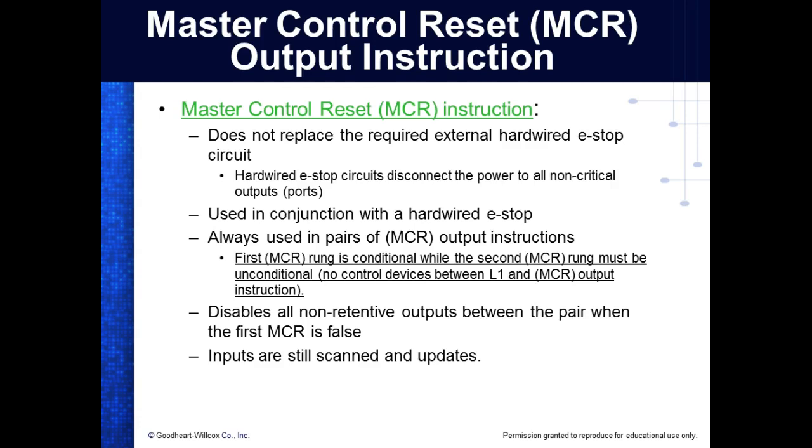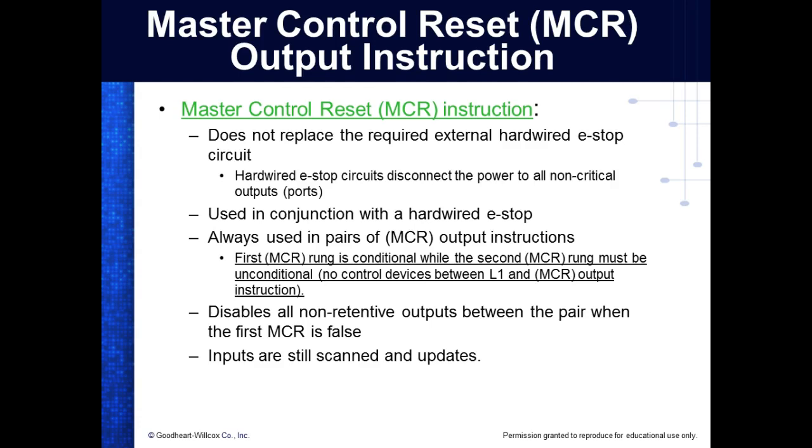The first rung will be conditional, because if it wasn't conditional... So the MCR instruction is an output instruction, so it's going to go on the right. You understand that? Toward the L2 side. Conditional means we're going to put something between the MCR and L1, a switch or something, that is going to make this thing conditional. Because if it was unconditional, then it would always skip over and not update outputs. The first MCR instruction is conditional, while the second MCR rung is unconditional. What does that mean? No devices between what? L1 and the MCR instruction.